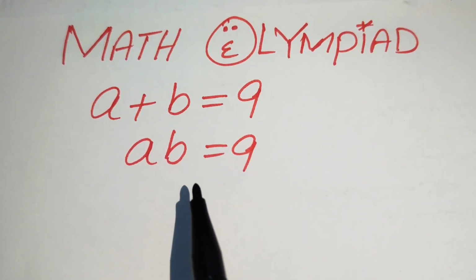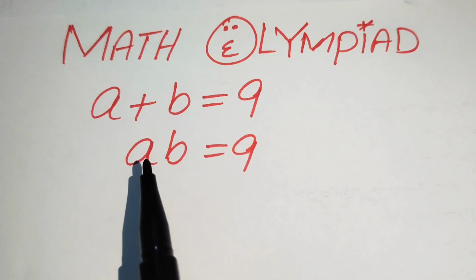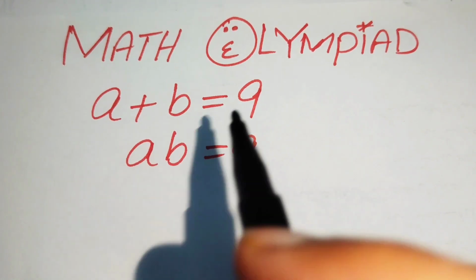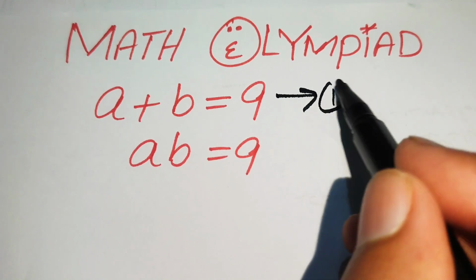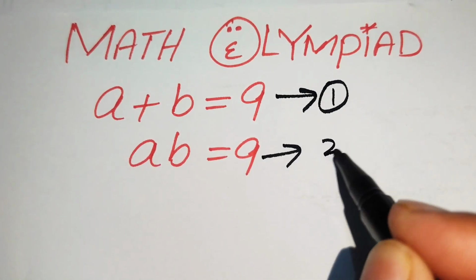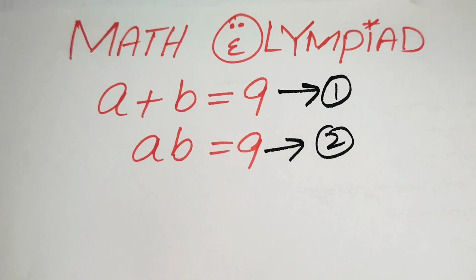Welcome to this math Olympiad algebra problem. Here we have a plus b equals 9 and a times b equals 9, and we solve this problem for the values of a and b. The very first step is to call this equation number 1 and this equation number 2.